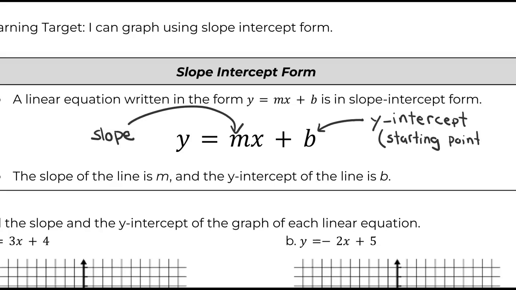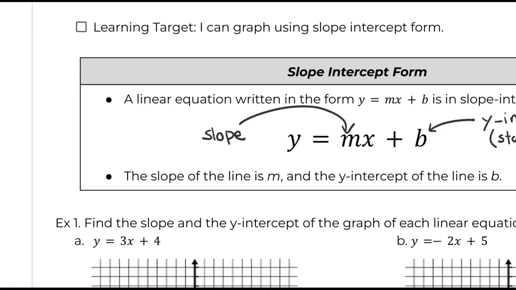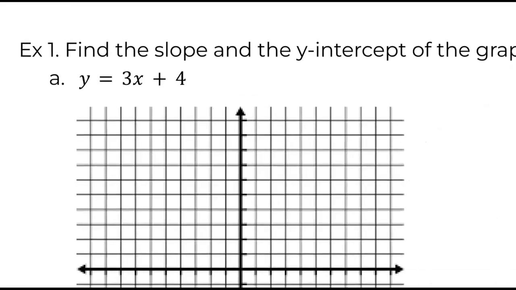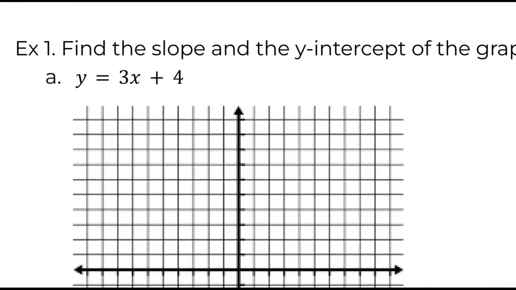Yeah, so our starting point, we're going to find that point first and then count from it using our slope. So if we look at our first example, we have y is equal to 3x plus 4. What I always suggest doing is finding the two pieces. Figuring out which number is your slope. Well, we look at y equals mx plus b. It's always the number that's in front of your x.